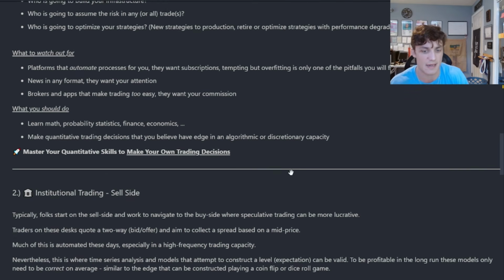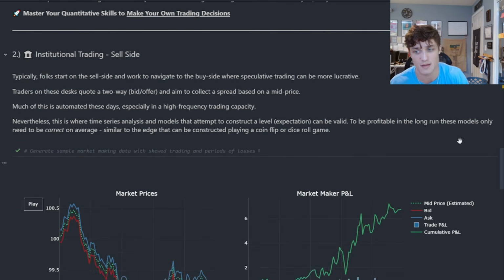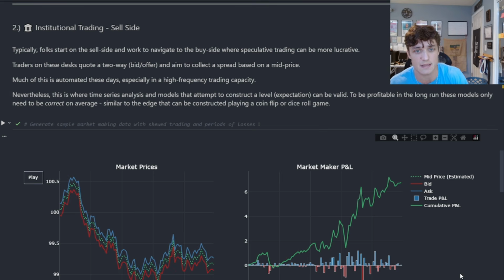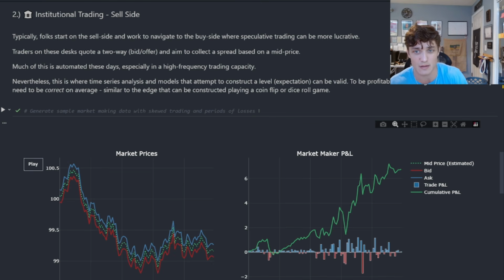Let's talk about the sell side, talk about institutional trading. Typically, folks will start on the sell side and work to navigate to the buy side, where speculative trading can be more lucrative. So we just talked about retail trading and the idea that you're not operating in an institutional capacity. Now you're operating at some sort of bank or hedge fund. And there's a big difference between the sell side and the buy side. The sell side is looking to quote a two-way. It's looking to make a market and collect a spread. Most of this is automated these days, especially in a high frequency capacity.